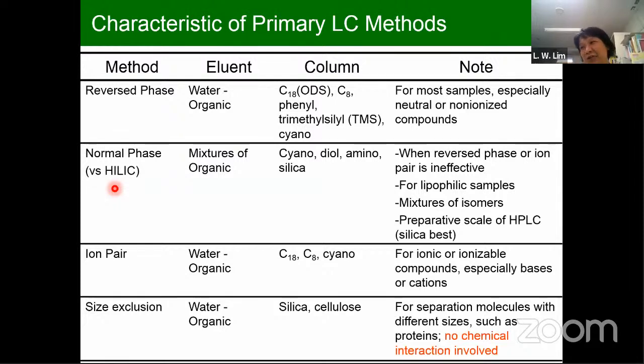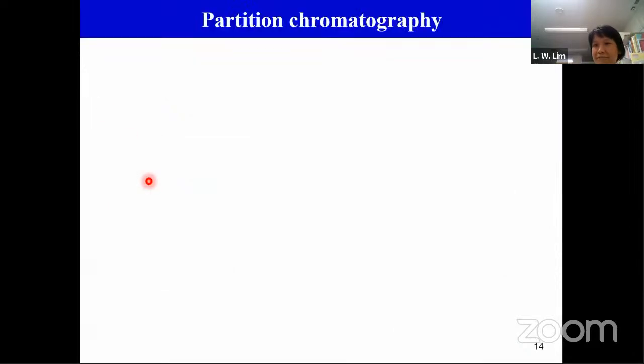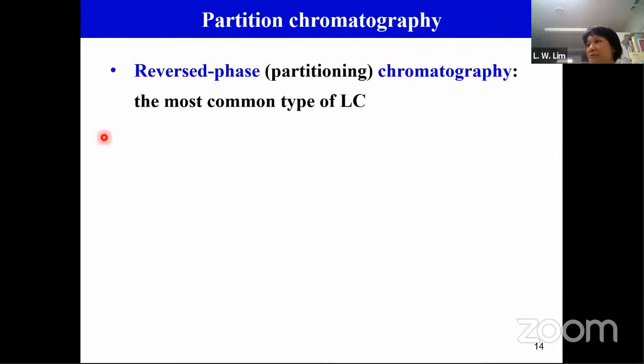So HILIC is a combination of reverse phase and normal phase. But anyway, the most common type of LC is reverse phase. Be careful of the wording here. Usually we say reversed phase chromatography.